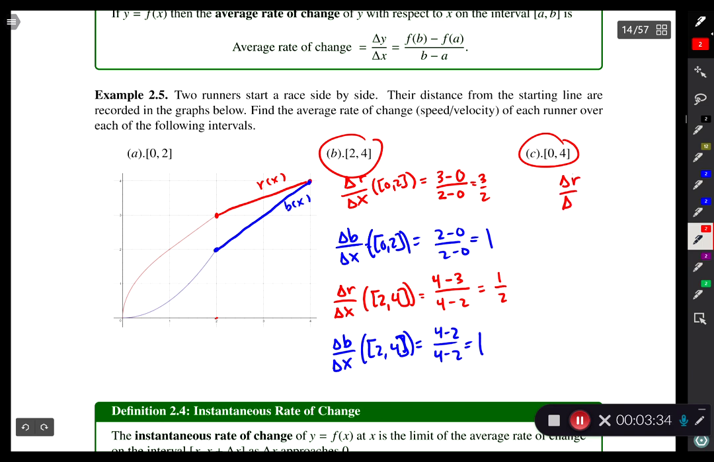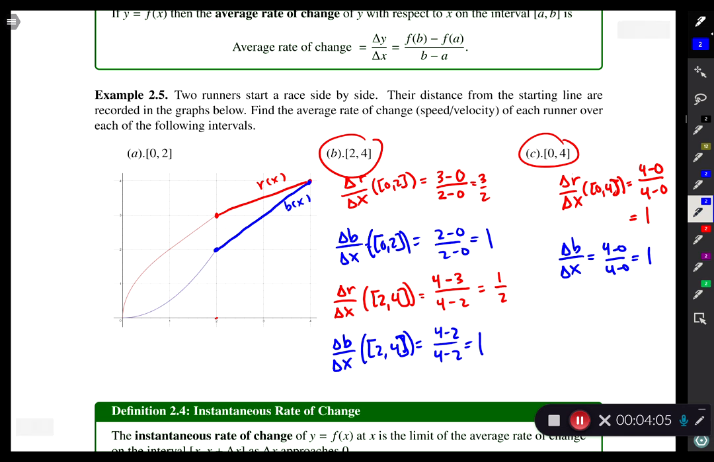So delta r over delta x on the interval from 0 to 4, the average rate of change over that interval, is going to be 4 minus 0 over 4 minus 0, which is 1. Similarly, you can calculate delta b over delta x. That's also going to be 4 minus 0 over 4 minus 0, and that's 1. The takeaway here is that even though the red runner starts off running faster, the average rate of change over the entire interval is still just 1. For both of these, the slope is the slope of that purple line.